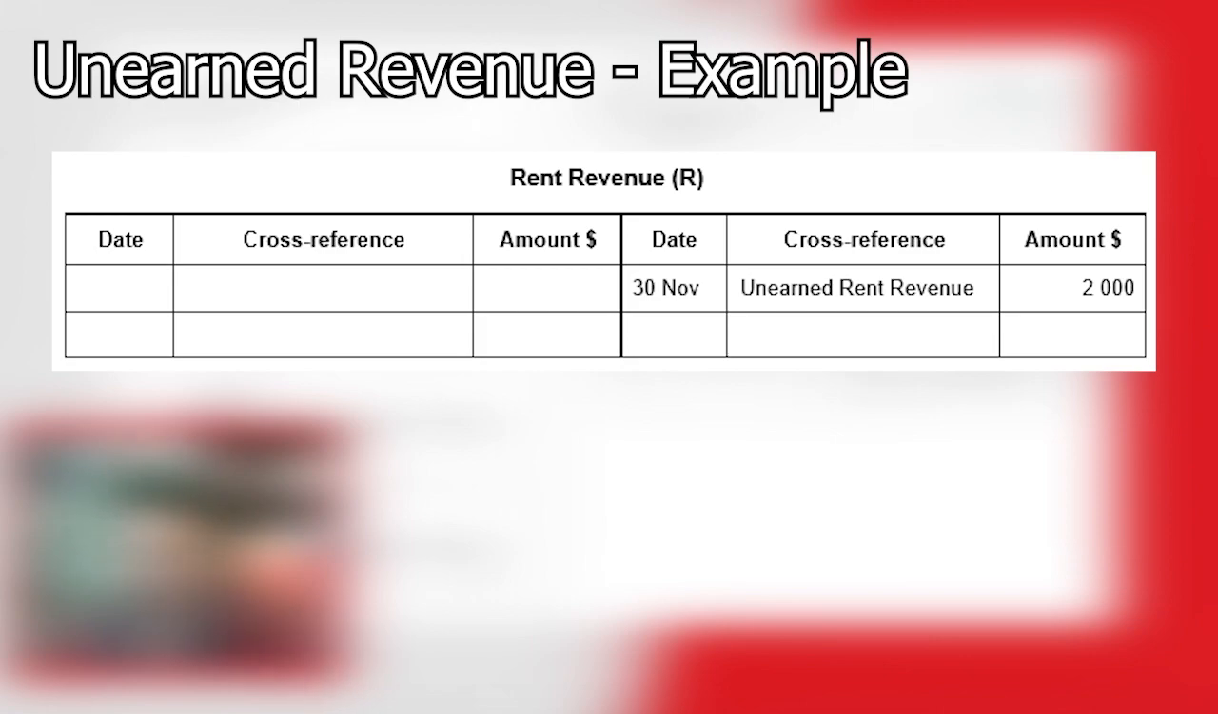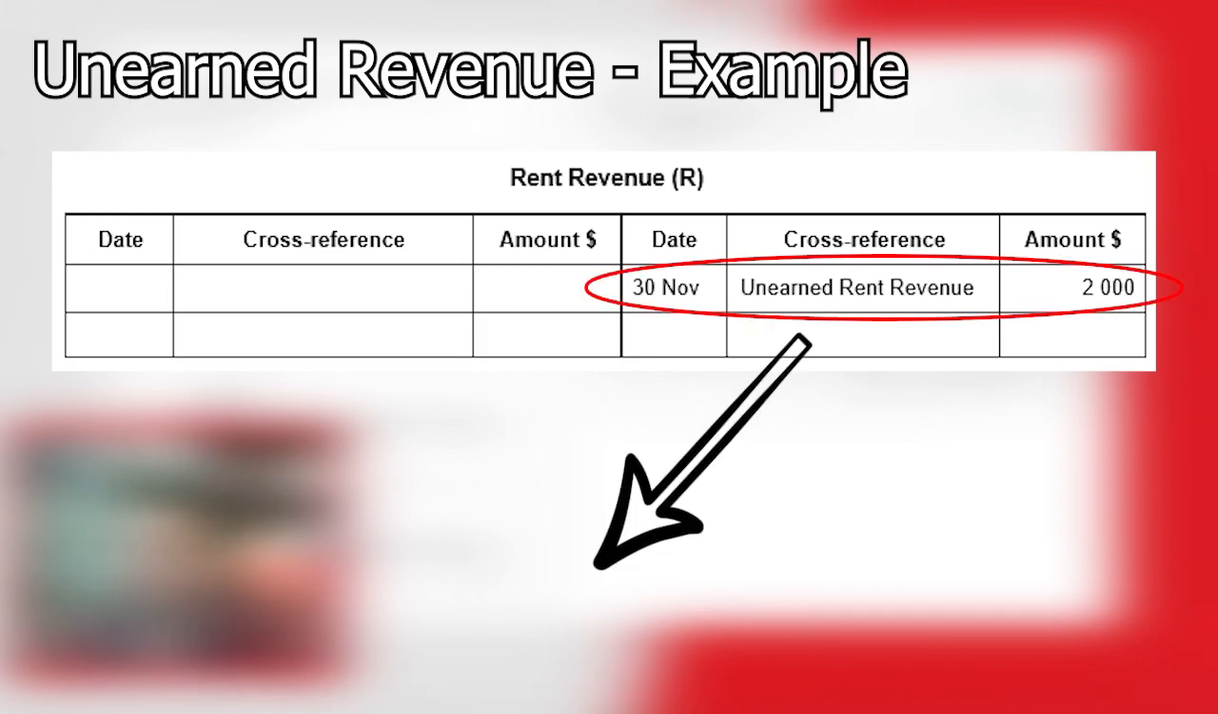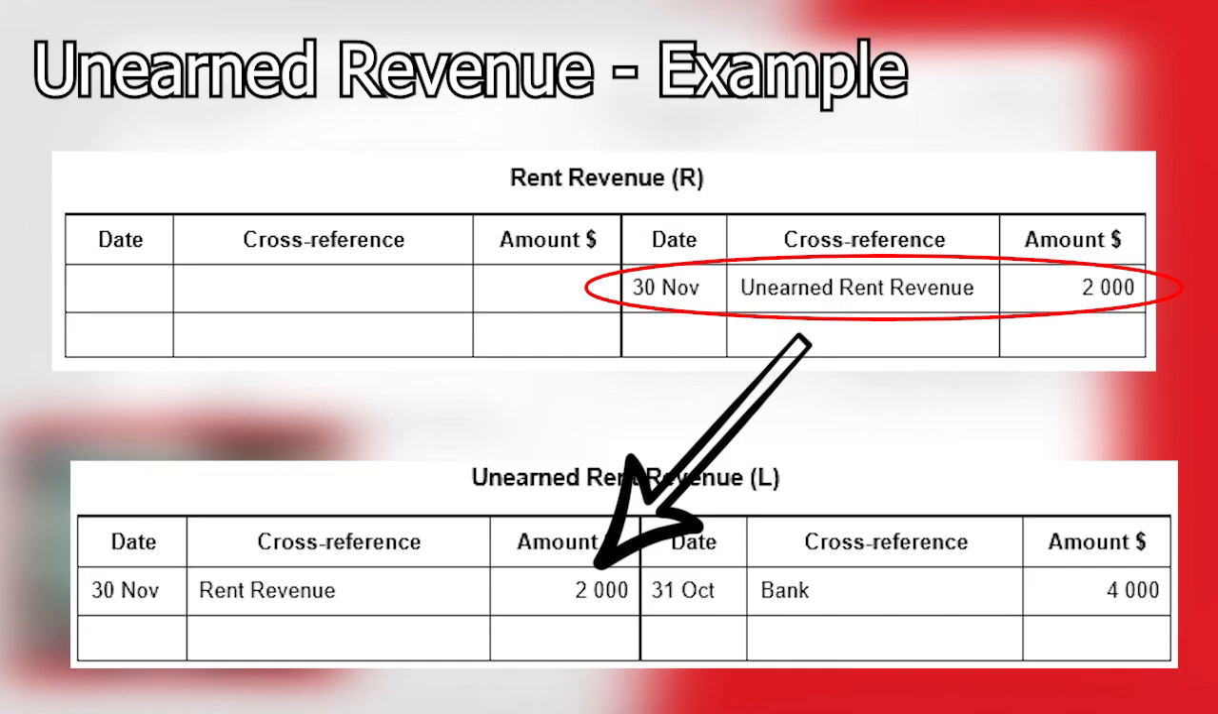Now, if we look at the general ledgers, we can see that the rent revenue, being a revenue, is going up. That's a credit of 2,000 with the cross-reference being unearned rent revenue. And if we look at the unearned rent revenue account, which is a liability, we can see a debit right there of 2,000.